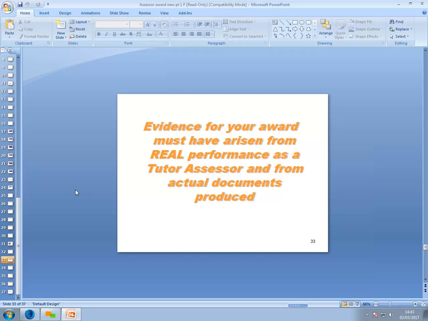Now, I've mentioned this before. It's no good putting in copies of the documents that you use and putting blank copies in. They must be actual working documents of particular students that you've got, or copies of them. Maybe you have to take the name of the student out, so that it does remain anonymous.